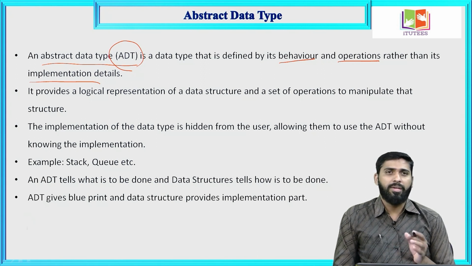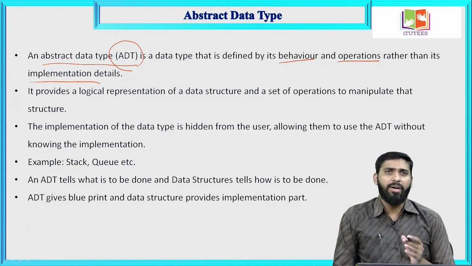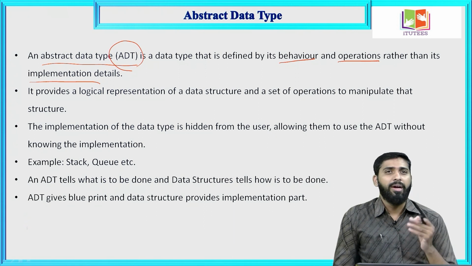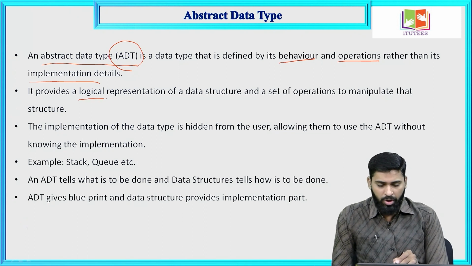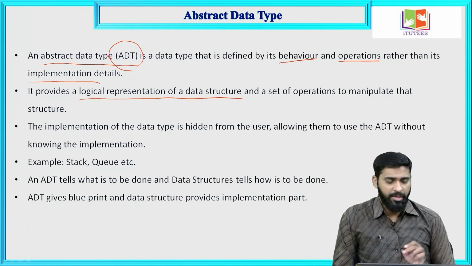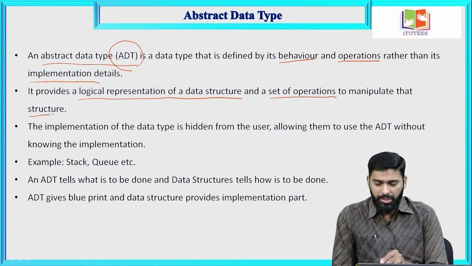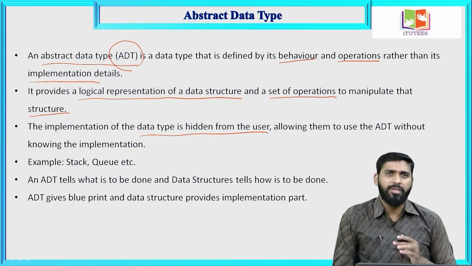The name abstract itself indicates that abstract means hiding. So what we are hiding is the implementation details. Simply saying, an abstract data type is defined by its behavior and operations and hides the implementation of the data type. It provides a logical representation of data structure and a set of operations to manipulate that structure. The implementation of the data type is hidden from the user. That is the abstract data type.